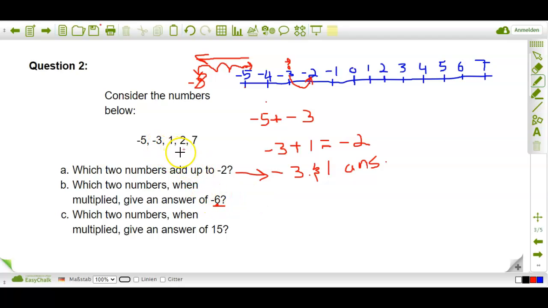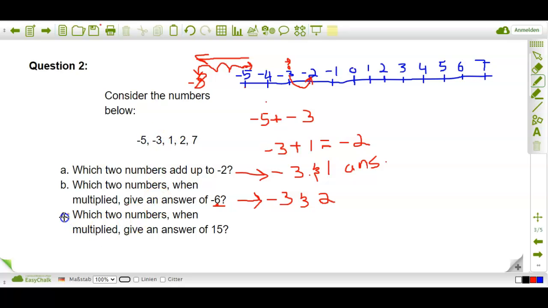So negative by positive is negative, or positive by negative is negative. So the answer would have to be -3 and +2. That's the only two numbers here that would give us -6 when we multiply them.